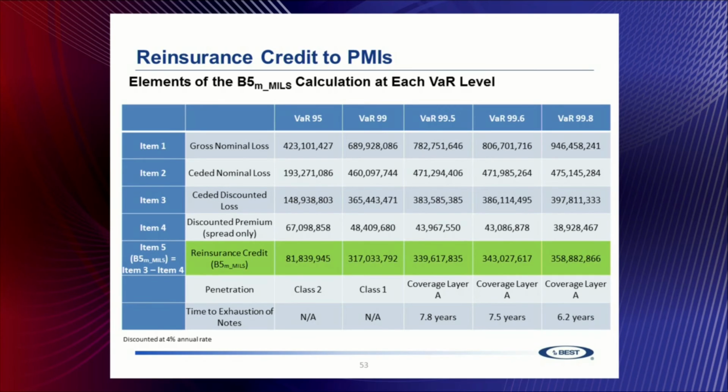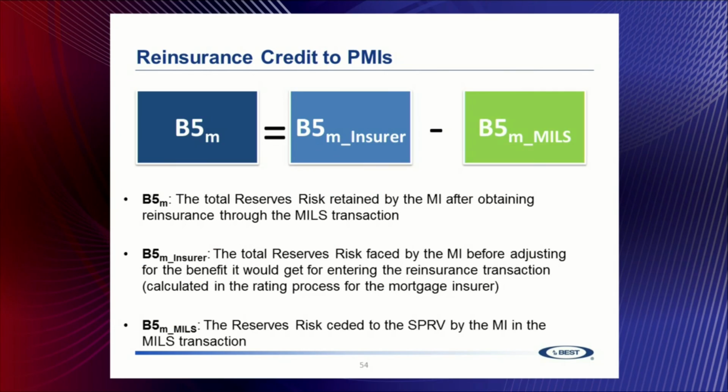This slide shows more detailed calculations for the B5M Mills, which is the reinsurance credit, shown in green. Once again, we begin with the nominal loss. From that, we can calculate the ceded nominal loss, and then we discount the nominal loss to get the ceded discounted nominal loss. We also tabulate the premiums, which is the spread paid to the note holders effectively. We take the difference of item 3 and 4 to get effectively the reinsurance credit that will accrue to an MI company that is involved in a Mills transaction. So what do we do with this number? The credit is B5M Mills, which is in the green.